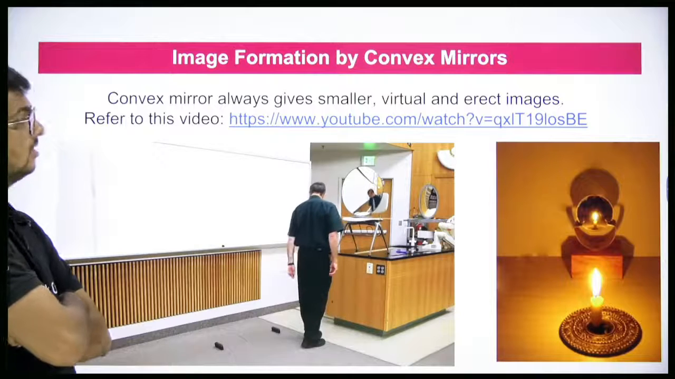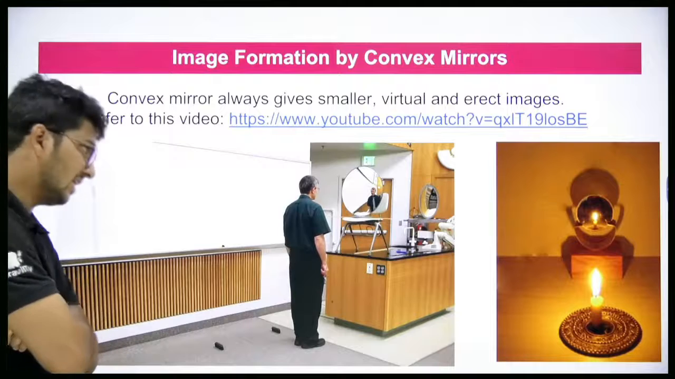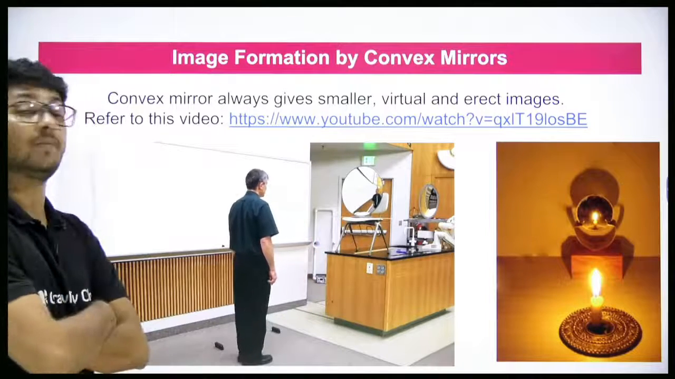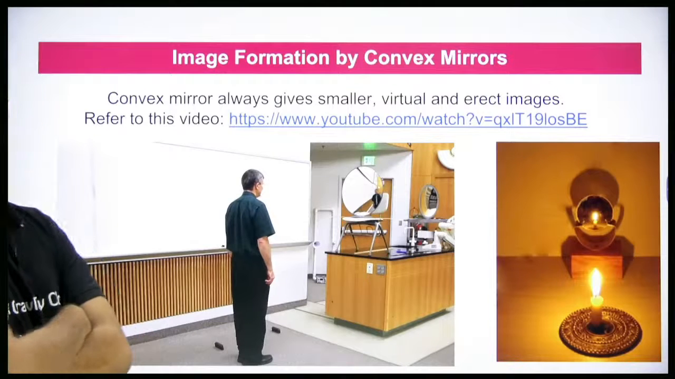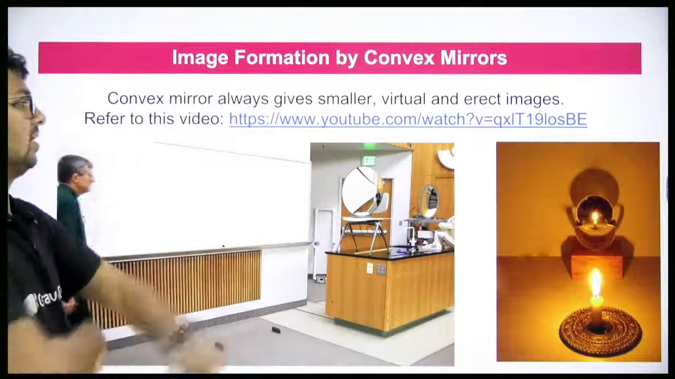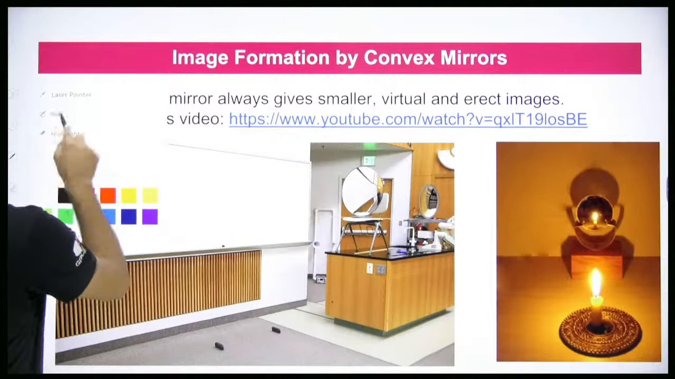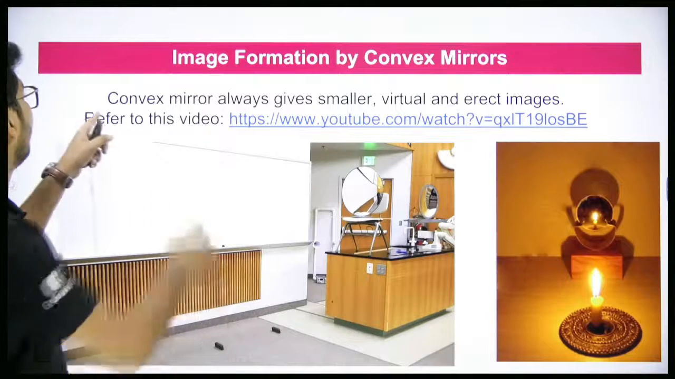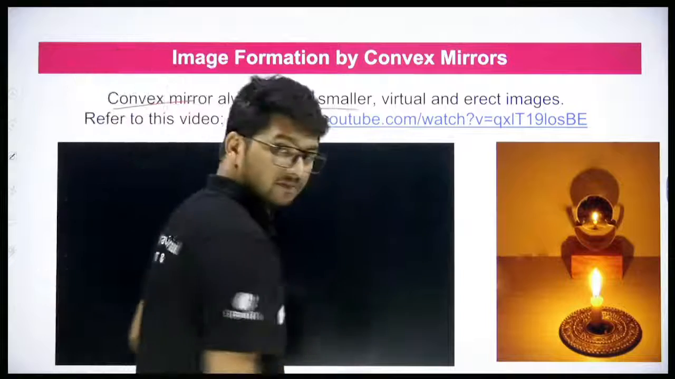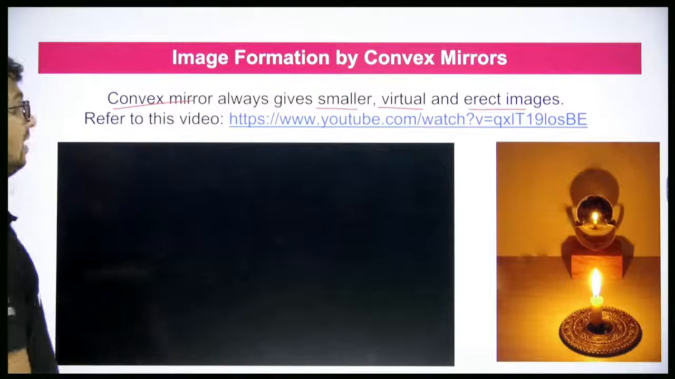How is the image? Upright? Erect? Is it smaller than the object? Yes, it is. So I can say it is smaller. Erect will mean virtual. So the professor can keep going back, but if you look in the mirror, it is always erect and smaller. That means, look at the point here, a convex mirror always gives smaller, virtual and erect images. Very important.